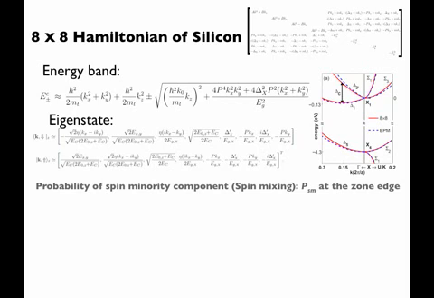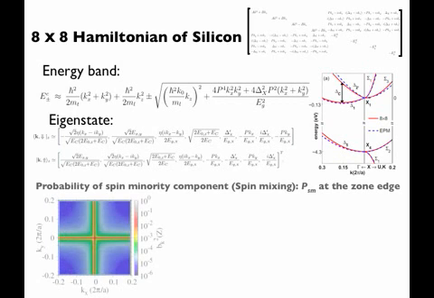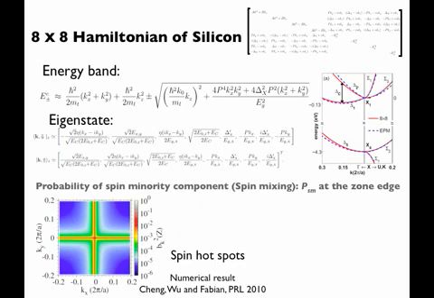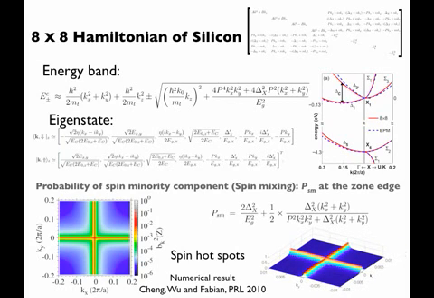So first of all, let's take a look at the facet of the Brillouin zone, where the spin mixing was calculated numerically by these authors. So along major axis on the facet, there are highly spin mixed states in which the ratio of the two spin components is close to 50 to 50. And we found that these spin hotspots can be captured in this equation calculated from the expression of the states, and it actually produced the same result.